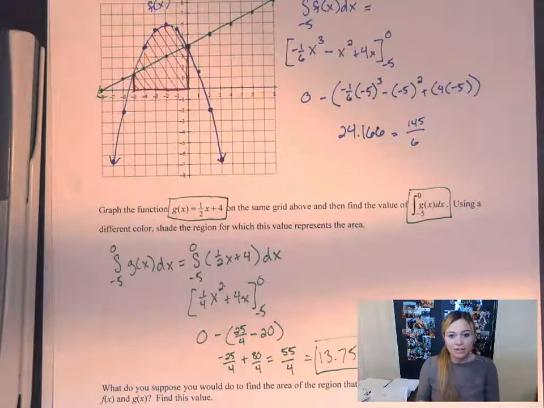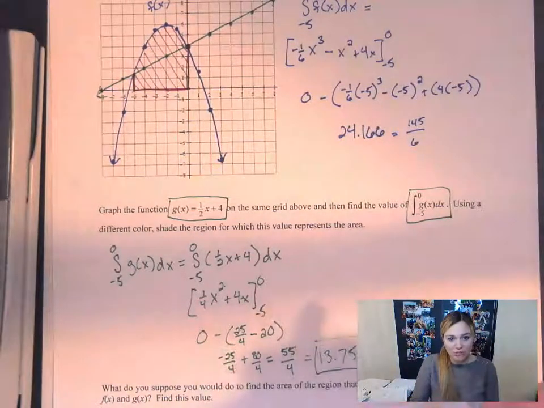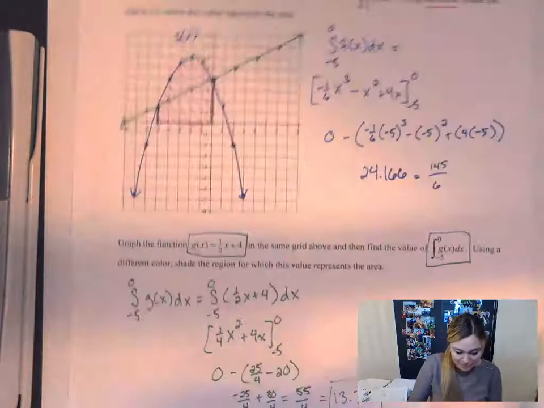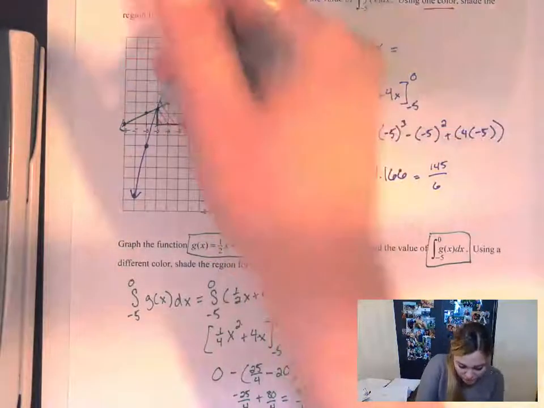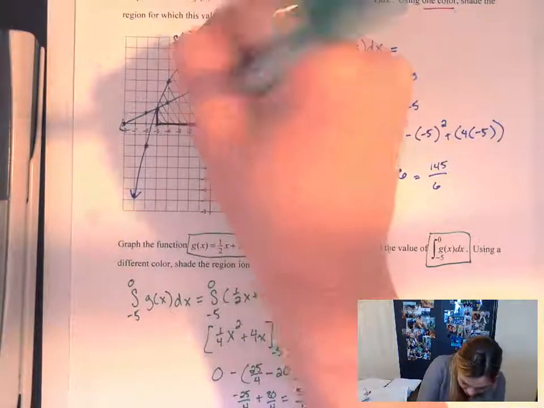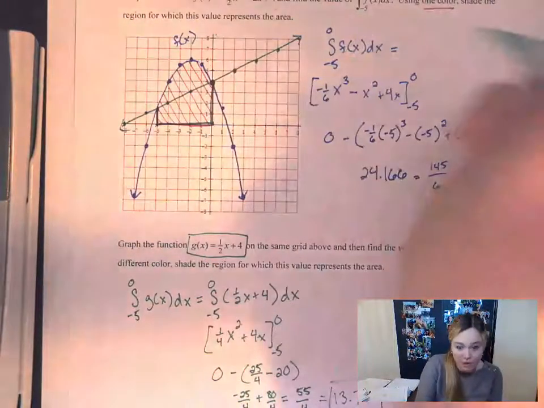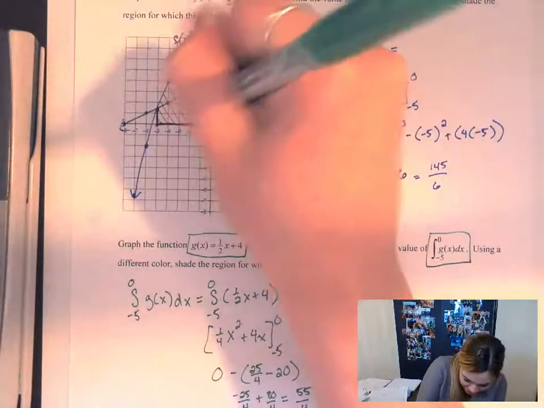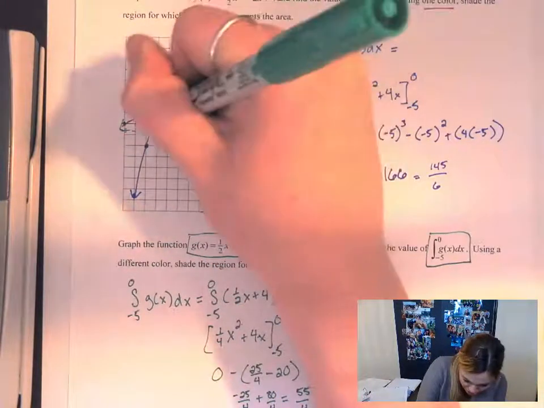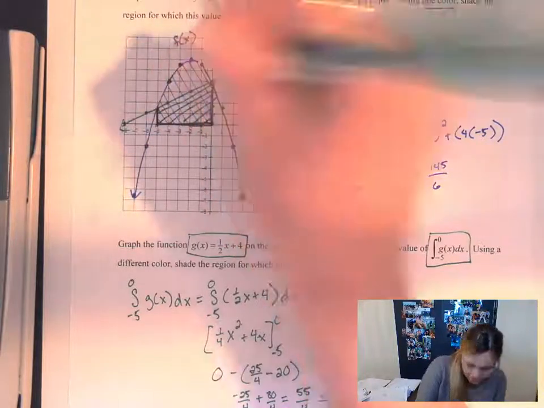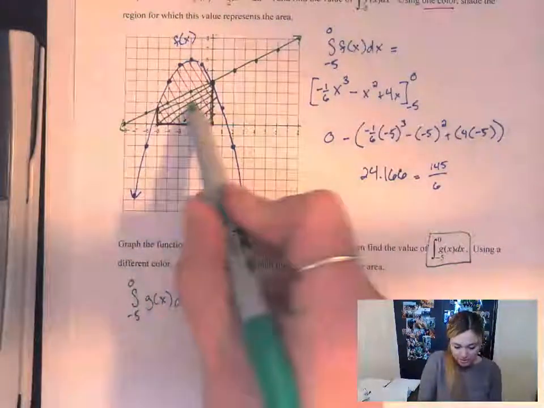But then we have to use, it says using a different color, shade the region for which this value represents. Well, we kind of did this already. We went from -5 to 0. If I go up and the left and the right, this would be this region. So it'd be this stuff down here.